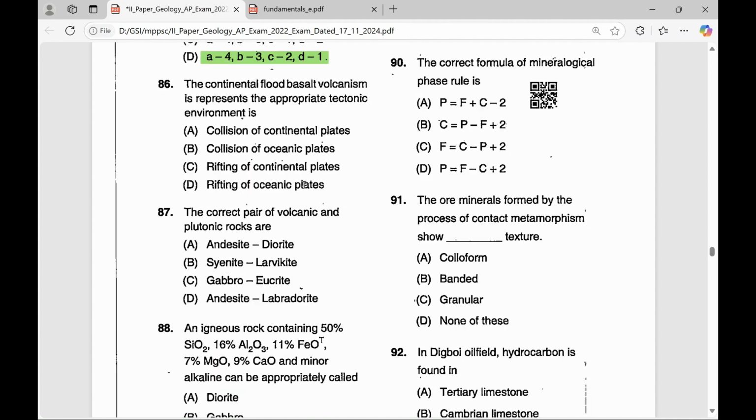So, the continental flood basalt volcanism represents which appropriate tectonic environment? The options are collision of the continental plates, collision of the oceanic plates, rifting of the continental plates, and rifting of the oceanic plates. So, continental flood basalt. This will be the right answer. Yes. So, rifting of the continental plates.